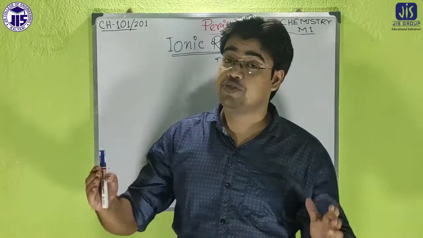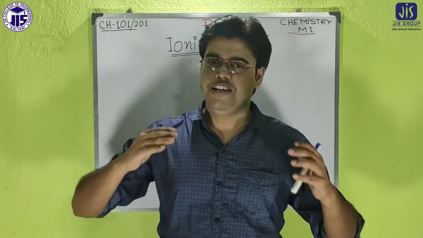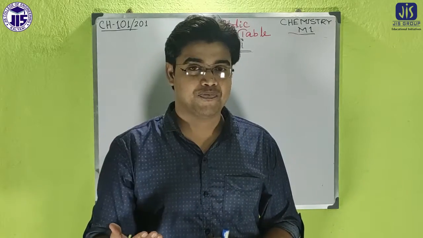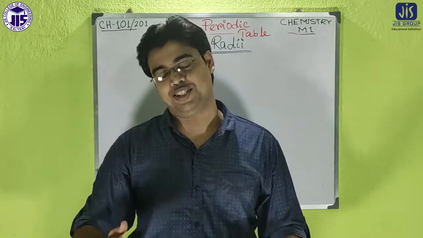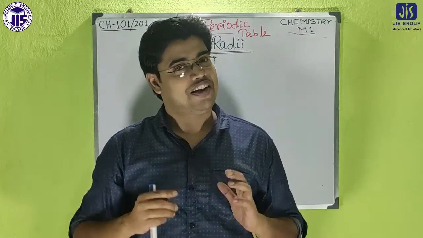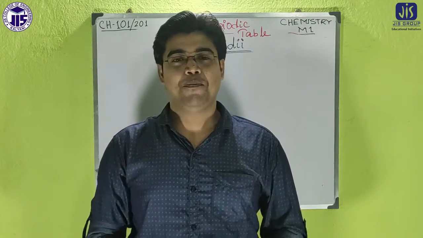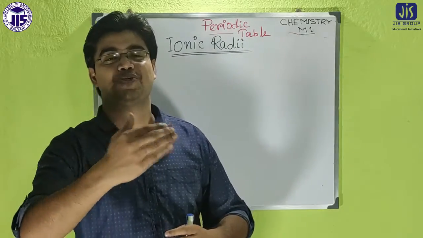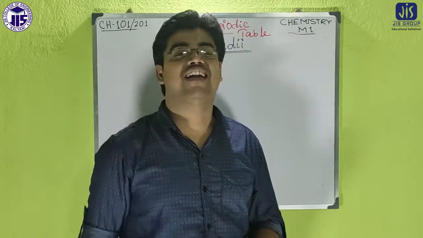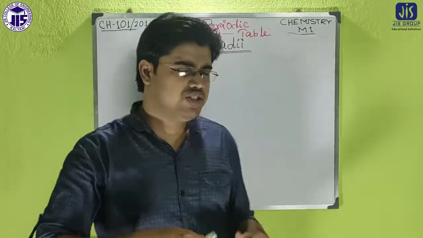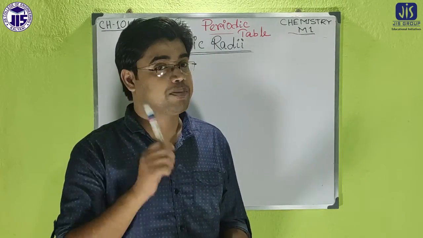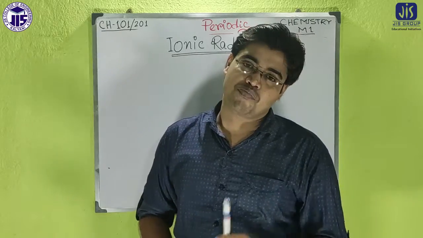Ionic radii we can define in this way: the influence of the nucleus on its electron cloud, up to which the electron cloud exists. Now the problem is that there is no particular boundary of the electron cloud. So it is very difficult to know how much the attraction force of the nucleus will be for its electron cloud. So generally the ionic radii are not determined in a direct process. It is determined in an indirect process.